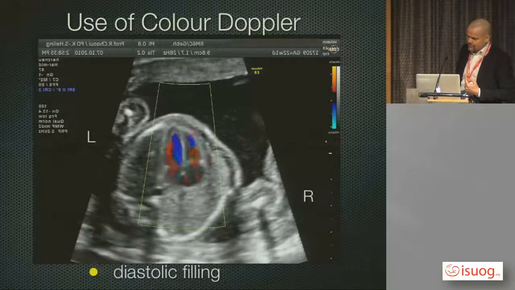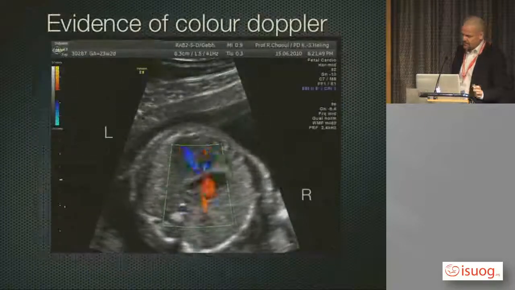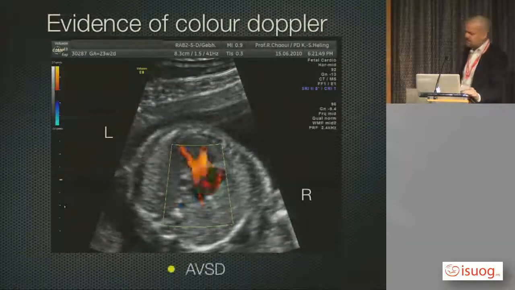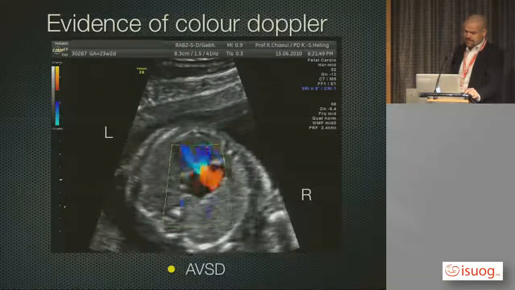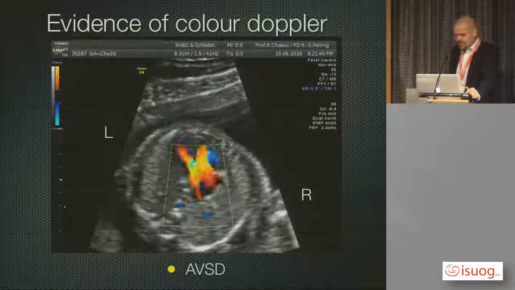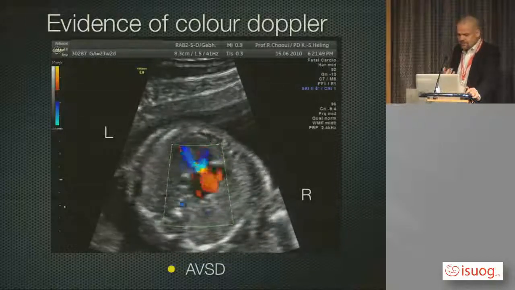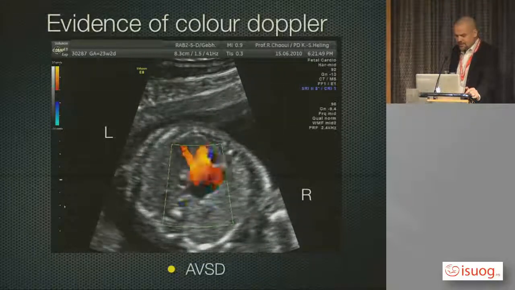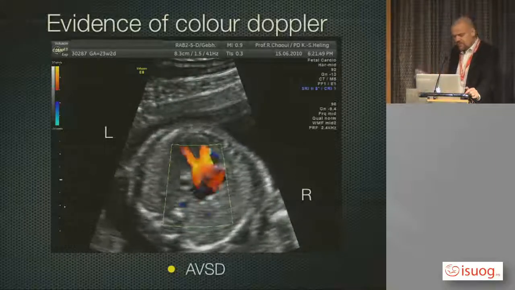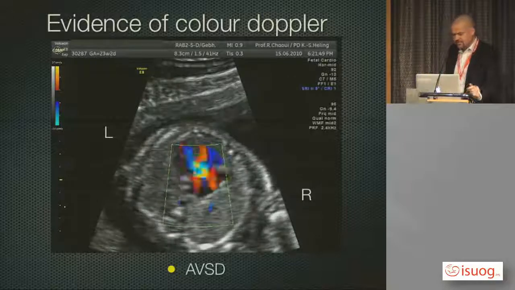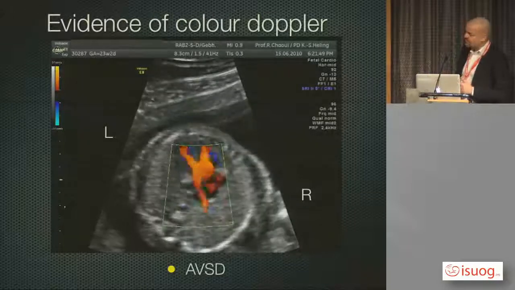What do we want to see with color Doppler? For example, in cases like this, it's an AVSD, and if you have a good setting in your color, clearly you can see the so-called H form in AVSD, and these are the typical findings, but more often you see in AVSD the tricuspid insufficiency in an untypical position.